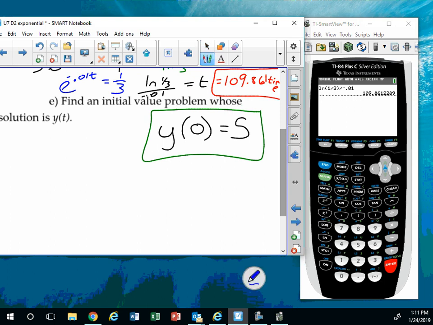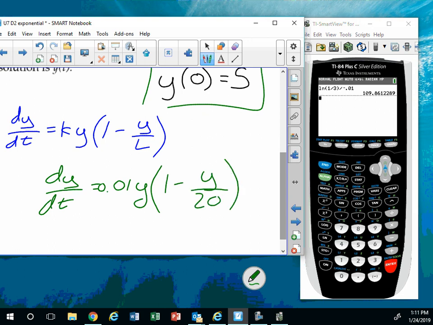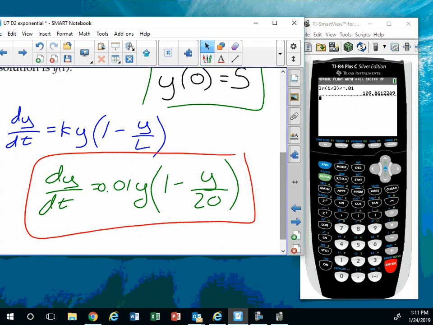Ladies and gentlemen, on the front page of your notes, it says dy/dt equals ky times (1 minus y over L). Does it not? Do I know what K and L are? Yes. K is 20. K is not negative. That's all you have to do.